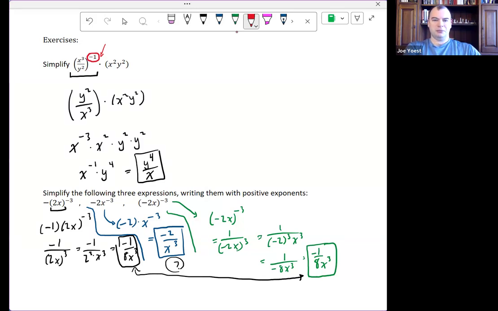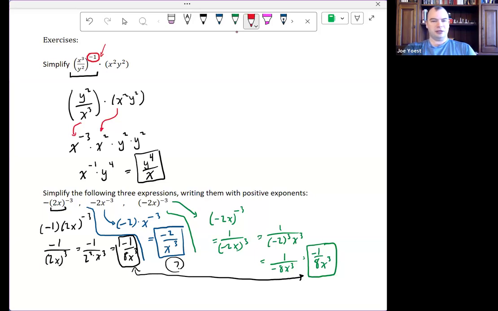And now I want to do the multiplication here. And here I kind of in one step, I rearranged things as well as wrote everything kind of up in the numerator. So I made the x cubed into an x to the -3.